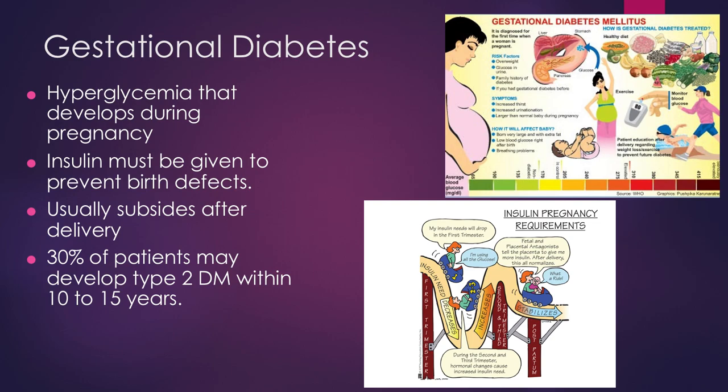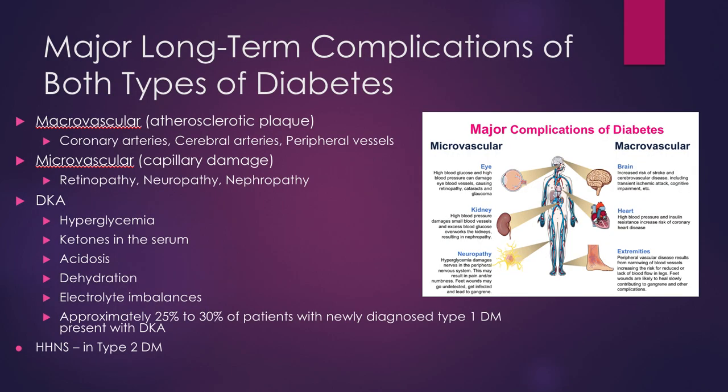Gestational diabetes is specific for pregnancy. You've got to give insulin in order to prevent birth defects. About a third of those patients who get gestational diabetes end up with type 2 diabetes later on in life. And with gestational diabetes, we have to treat that with insulin. We can't give them PO oral hypoglycemics. Got to actually give insulin for that.